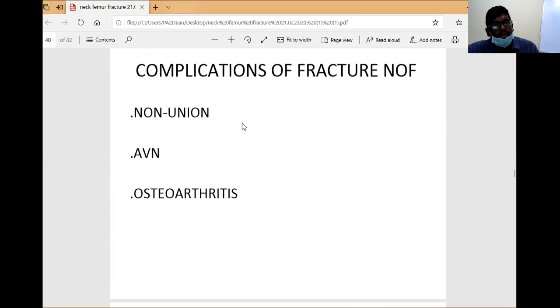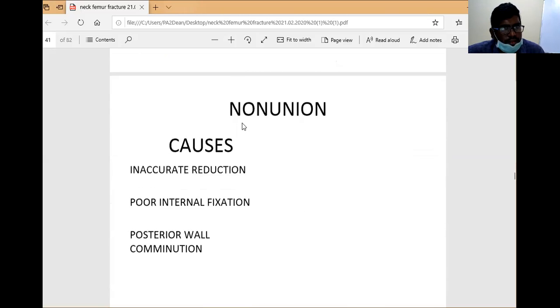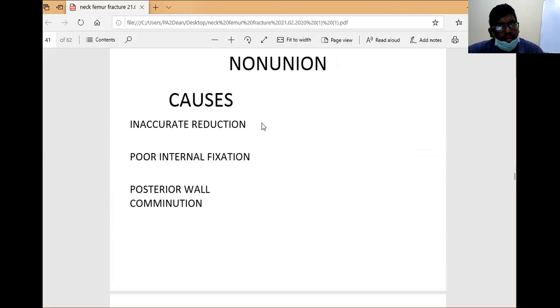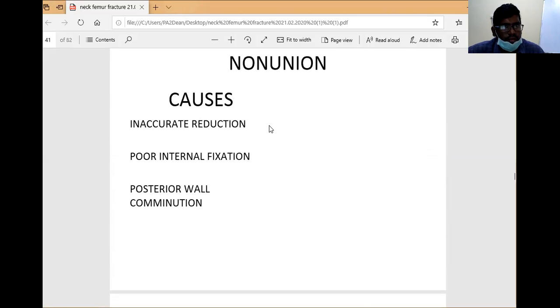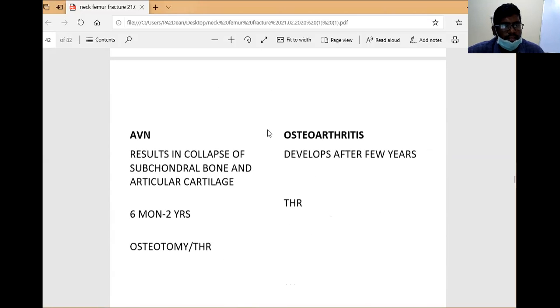So complications are non-union, avascular necrosis, and osteoarthritis. Causes of non-union are inadequate reduction, poor fixation, and posterior wall comminution. Non-union occurs within a few months, but AVN results in 6 months to 2 years. In AVN, the blood supply is lost. Even after internal fixation, AVN can occur. It depends on how well you fix the fracture. In AVN, there is collapse of the subchondral bone and articular cartilage, ultimately leading to secondary osteoarthritis a few years after.